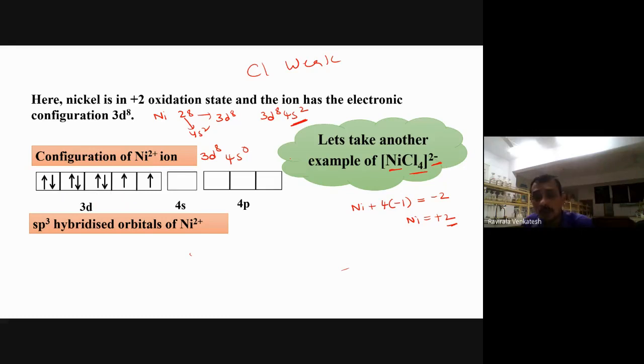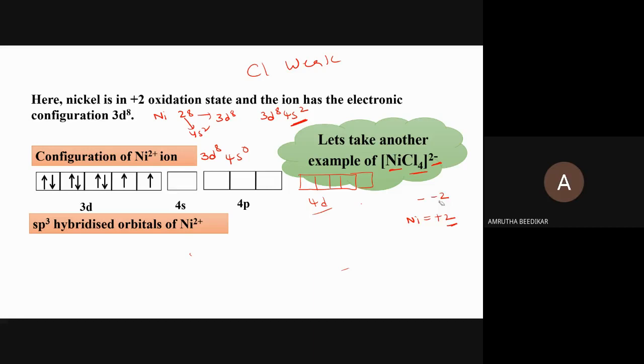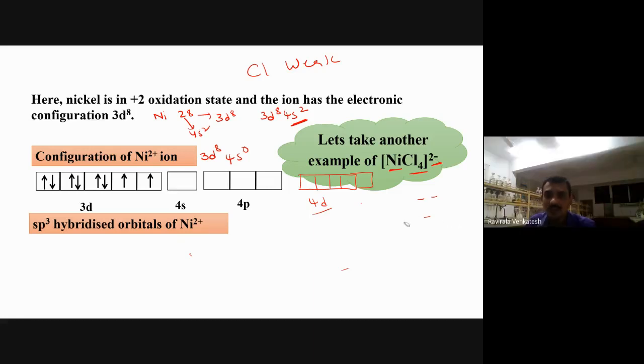Now let me see how many ligands are there. Only 4 ligands are there. Do we need the 4d orbitals? Is there a requirement? Anybody respond? No. Why? Because there are only 4 ligands and the coordination number is 4 only. So when the coordination number is 4, take only 4 orbitals: 1 here, 2 here, 3 here, 4. So no need to take the 4d here.